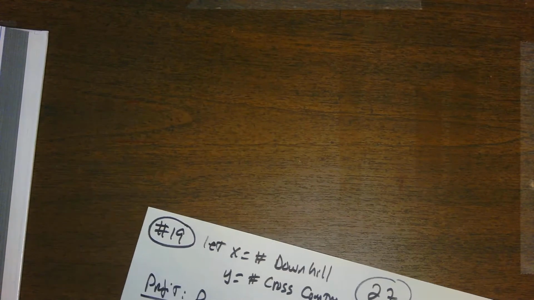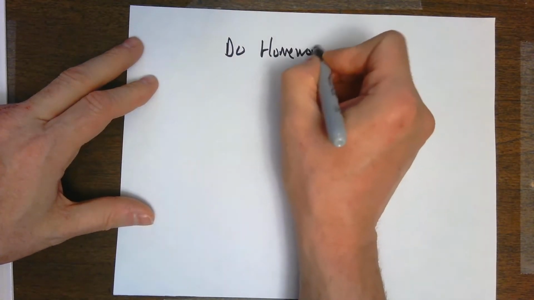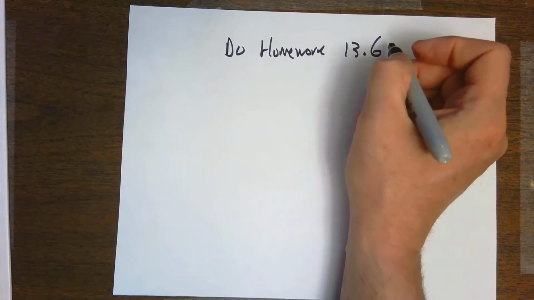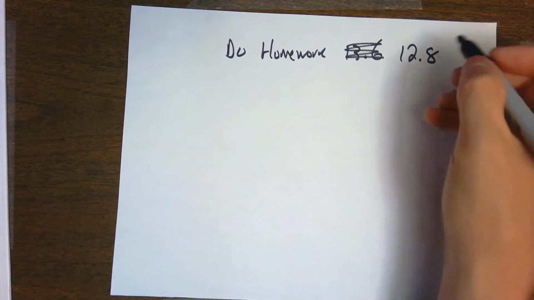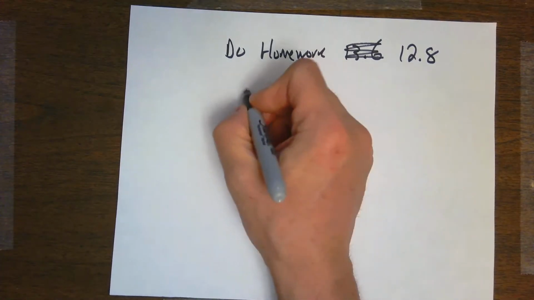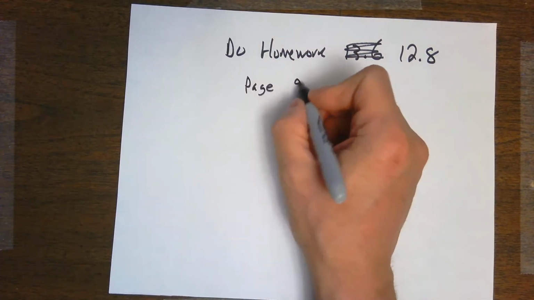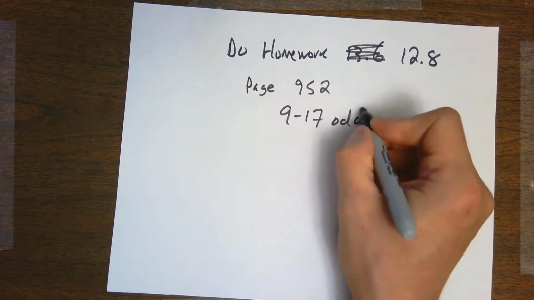Now, I'm not going to do any more. I want you to do it for the homework. Those 2 word problems, I want you to finish those up for homework. You're going to have to graph the system, find the vertices, evaluate in the objective function. All right, so I want you to go ahead and do homework. We're about to start chapter 13, actually. This is 12.8. And assignment 12.8 is on page 952. And I want you to do 9 through 17 odd.